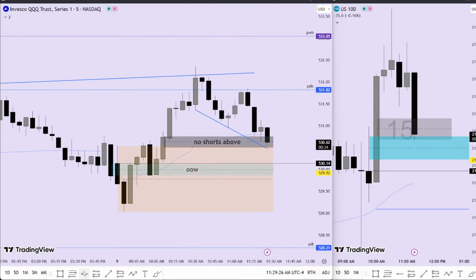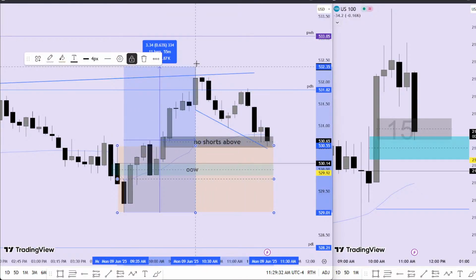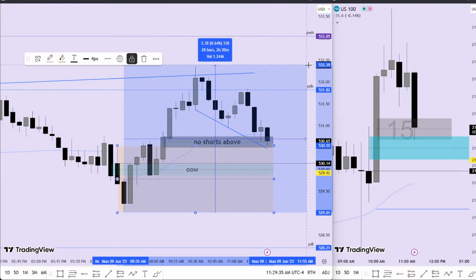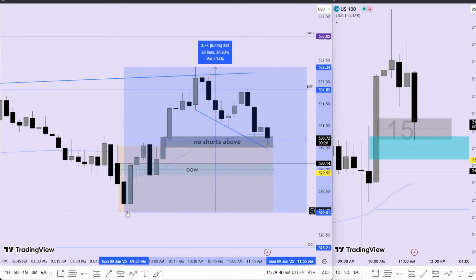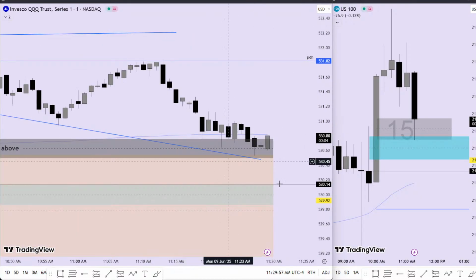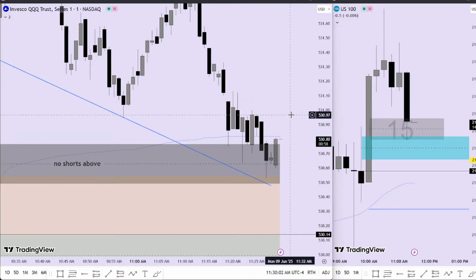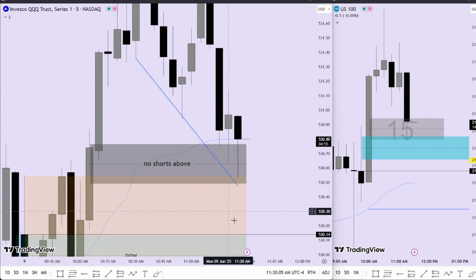Okay, so check this out. If I draw the high and the low, we are right around 50% of the day's range. This was the high, this is the low. We are at the 50% of the day's range. Okay, I can expect some sort of a bounce around this point, and ideal would be if we move above the moving average.